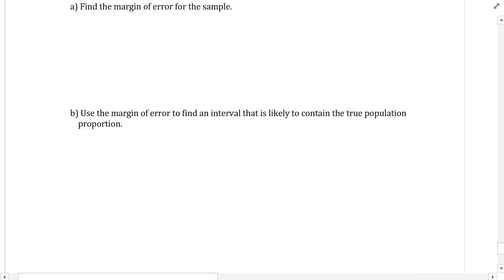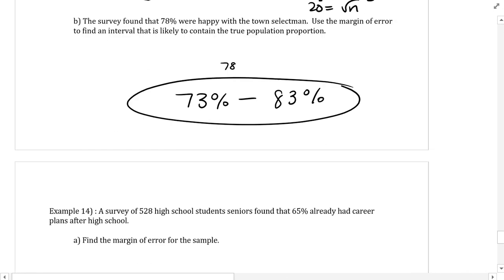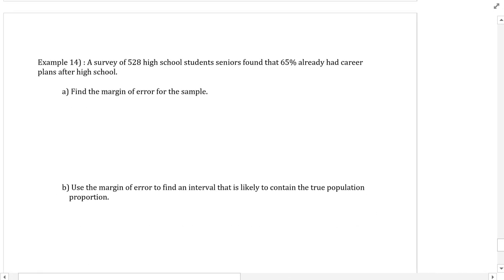Go ahead and try the last example, example 14. Okay, again, I will take a look at those answers in class. Okay, this concludes our lesson. Go ahead and finish up that Delta Math.